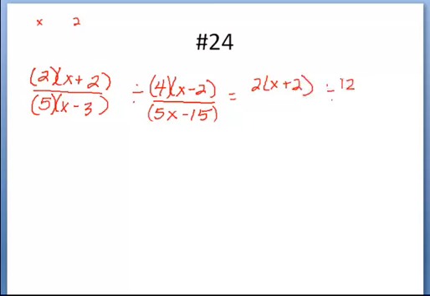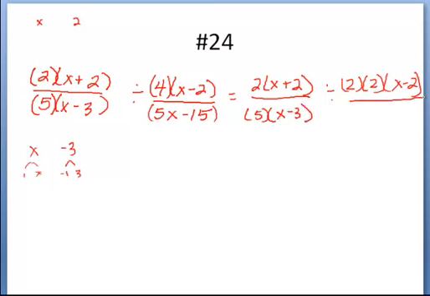I'm going to write it as 2 times 2 times x minus 2, and then this right here on the bottom, 5 is prime, that doesn't factor anymore. X minus 3 also prime, it doesn't factor anymore. You can try to do your factor tree for that too. This is just 1 times x, this is just negative 1 times 3, nothing in common, so there's nothing that you could pull out.